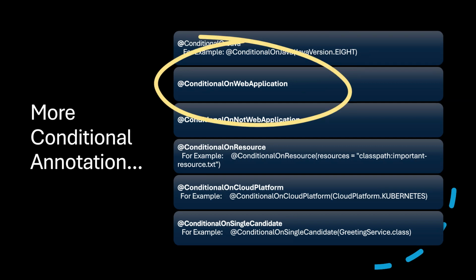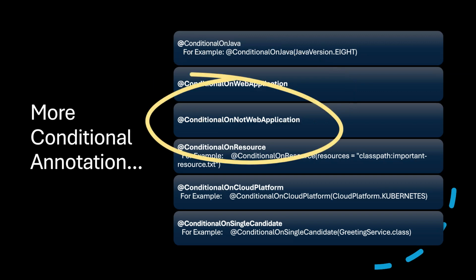@ConditionalOnWebApplication. This annotation ensures that a bean is created only if the application is a web application. It's perfect for defining beans that are specific to web contexts. @ConditionalOnNotWebApplication. In contrast, this annotation creates a bean only if the application is not a web application. It's useful for defining beans that are specific to non-web contexts.